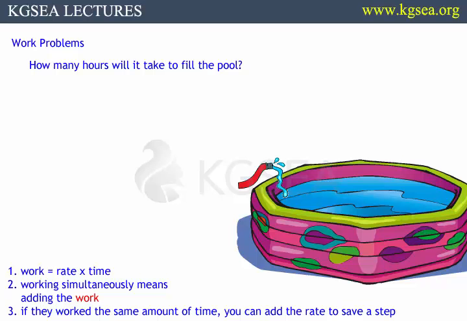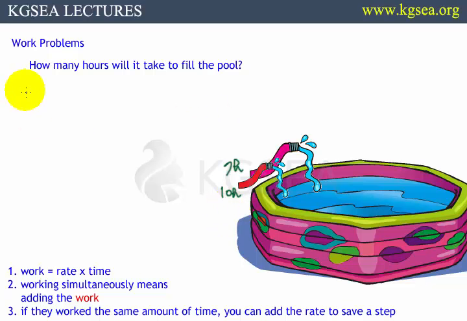How complex can it get? We will have two hoses. This hose takes 10 hours to fill the swimming pool, and this stronger hose takes 7 hours. It will take less time, you see. It's got more water coming in to fill the swimming pool. How long would it take if they work together?